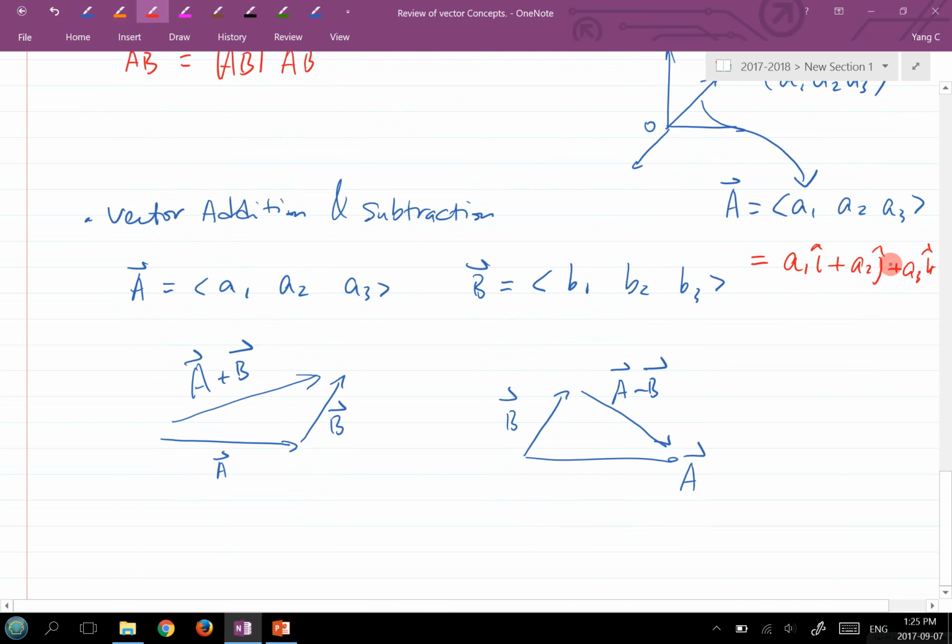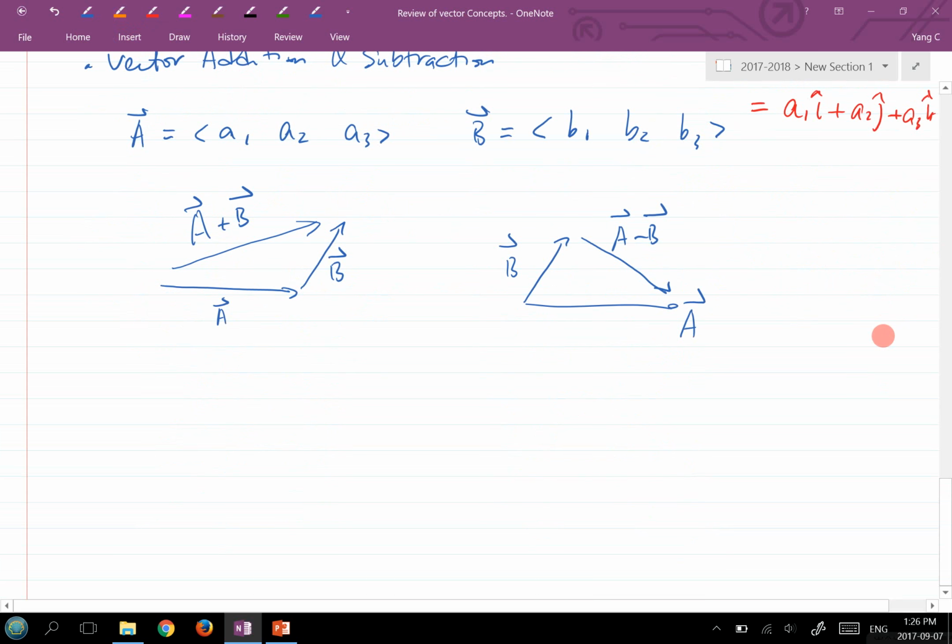Get used to this notation. Oftentimes I will write this interchangeably, sometimes this way, sometimes that way, and just bear in mind we're talking about the same thing here. Okay, so this is all the simple concept on vectors here.